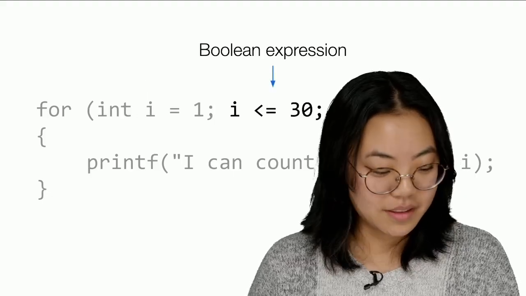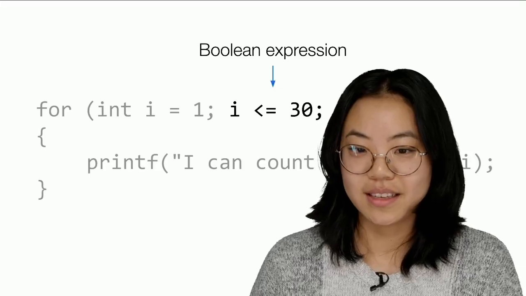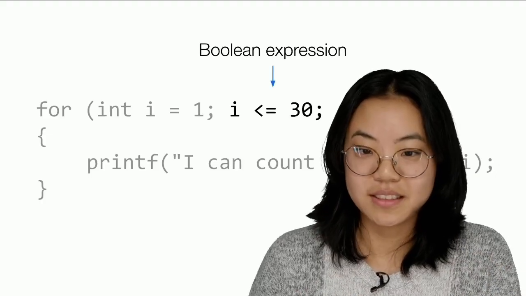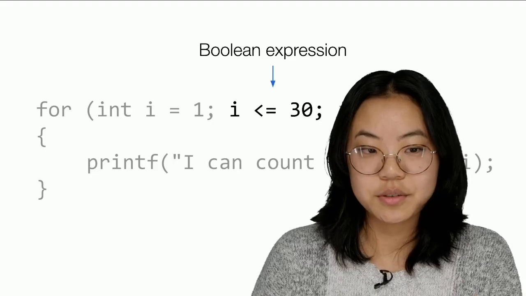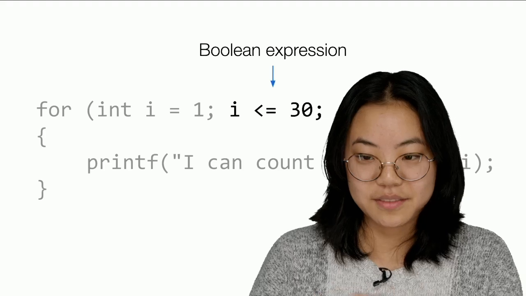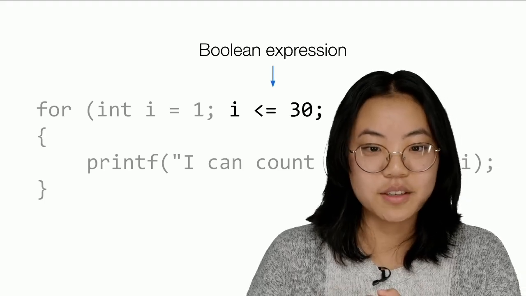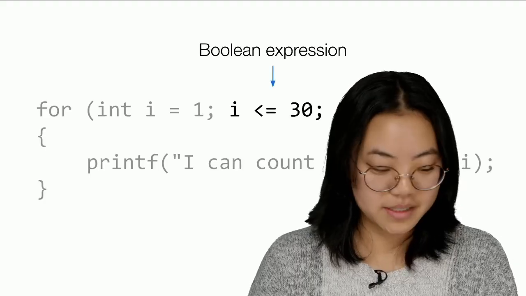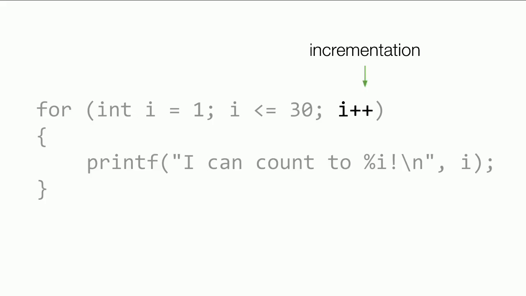Then we have another Boolean expression like we saw in the conditionals. And this is specifying when I'm going to repeat until. As long as this expression is true, I should run the code that's within this for loop. So as long as i is less than or equal to 30, then this printf will print. Then we also have the incrementing step. This means that every time I run the code that's within these curly braces, the i variable is going to increment by 1.